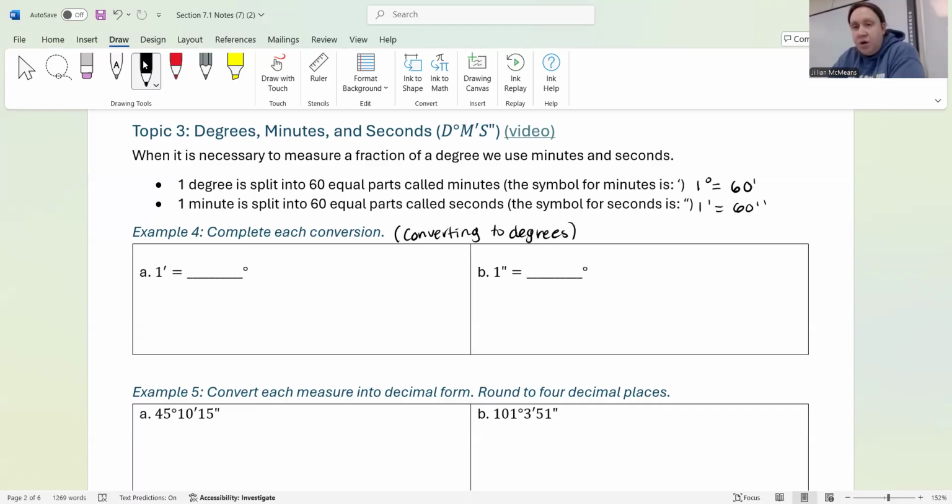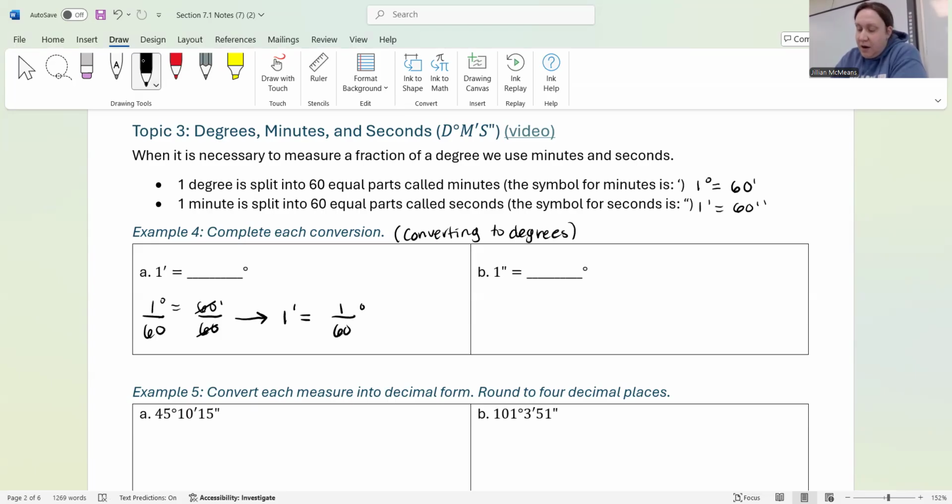So we have 1 degree and we want to write it as, or we have 1 minute, excuse me. We have 1 minute and we want to write it as some portion of a degree. So we already know that 1 degree is equal to 60 minutes. So how can we use this to figure out how much 1 minute is? Well, we would divide both sides of this by 60. 60 divided by itself on the right just equals 1. So that tells me that 1 minute is equal to 1/60th of a degree.